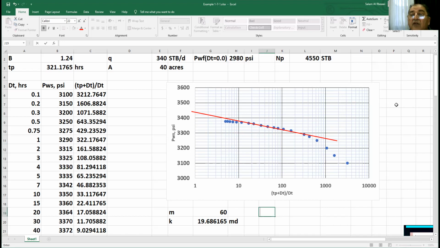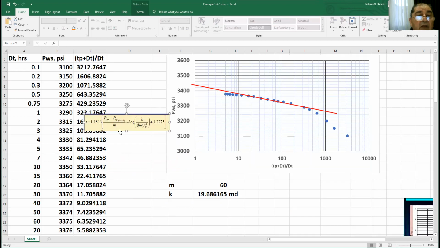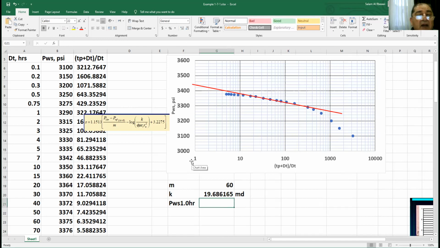So this is the model for skin factor. We're going to use this one to calculate a skin factor. But what we need, we need to know P1 hour, PWS 1 hour. And this one is what? We can read it from the infinite acting line for 1 hour.